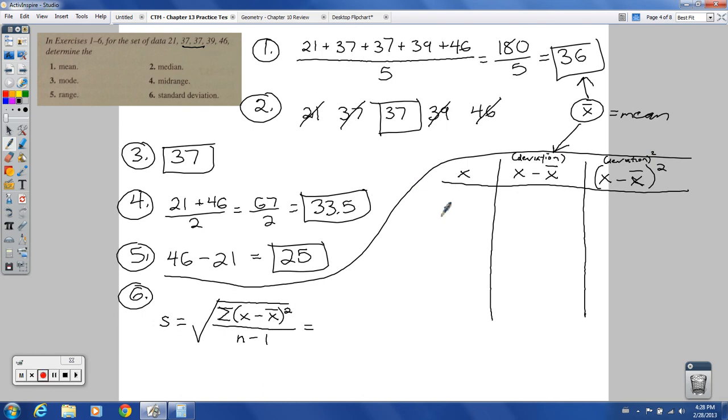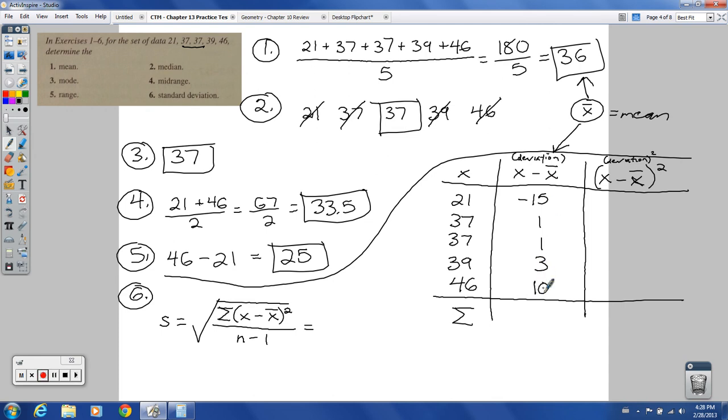Okay, so we have 5 values. Just going to put them in the same order: 21, 37, 37, 39, and 46. So these down here are going to be the sums. Here it's just the mean subtracted from the data value. This would be 21 minus 36, which would equal negative 15. This would be 37 minus 36, which would be 1. Same thing here, 1. This would be 3. And then 46 minus 36 would be 10.